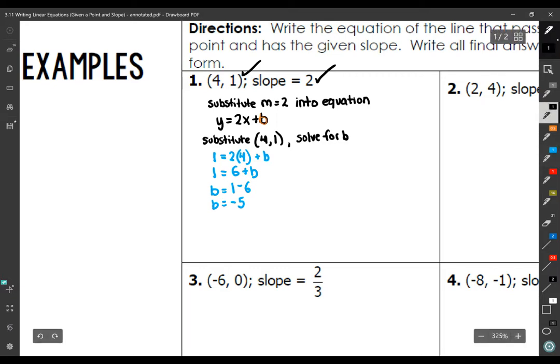Okay? Now that we have all of that, now we can say, therefore, the equation of the line is going to be y is equal to 2x minus 5. Okay? So there's 2 steps. We substitute in slope, and then we substitute in the point, and we solve for our y-intercept. All right? Let's do that again.